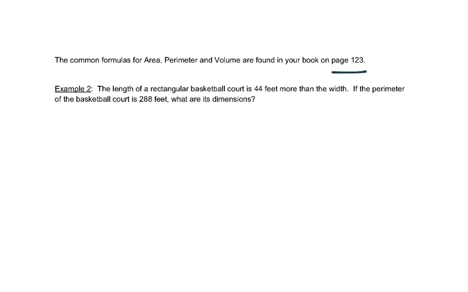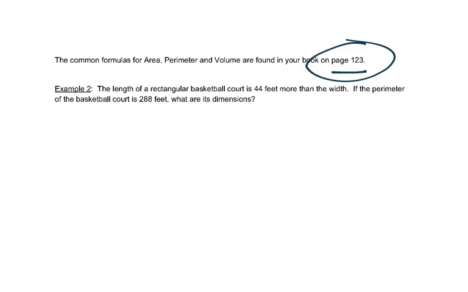So here I just wanted to let you know that you can find your area, volume, and perimeter formulas on page 123 of your book. Your book is also online under textbook resources, so if you are looking for something and you didn't get the book, you can still look that up in MyLabsPlus.